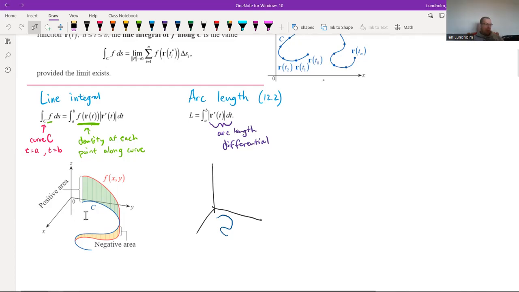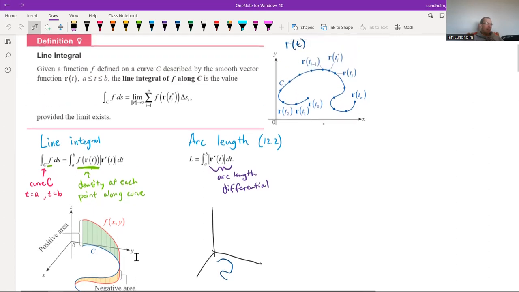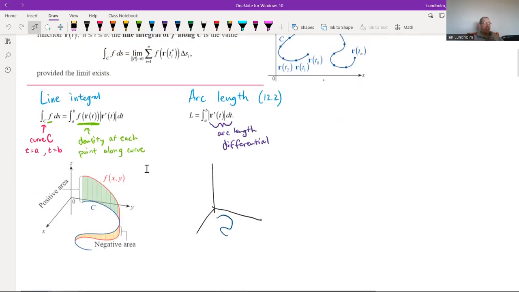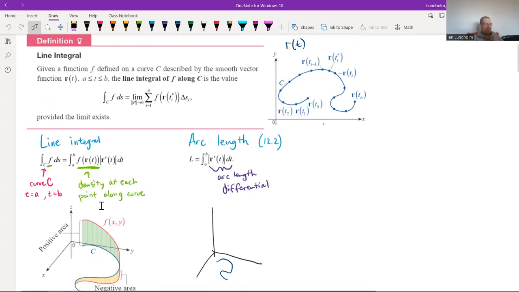Yeah, around this point, it looks like that function that's giving us our height actually goes below the xy plane, and it starts sweeping out negative area underneath the curve that we're integrating along. So yeah, a line integral is a generalization of an arc length integral, and it allows us to weight different points on the curve differently. So yeah, it's going to be super fun.